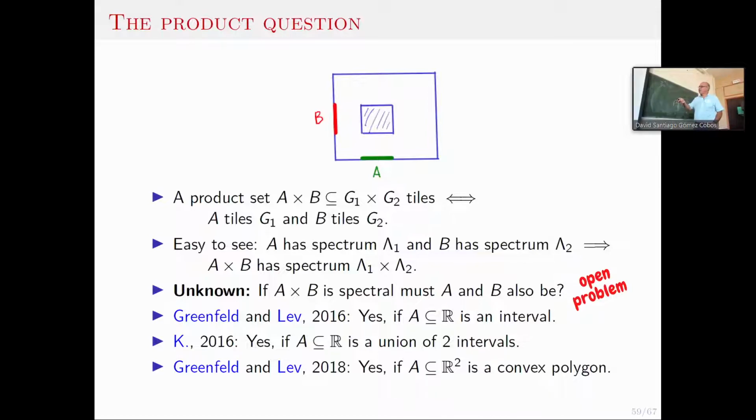Greenfeld and Lev proved that this is indeed true if one of the components is an interval, and then shortly after that, I proved that you can take A to be a union of any two intervals. And then Greenfeld and Lev did something very good here, that they could prove that if this space is R^2 and A is a convex polygon, then yes, it's true that A is spectral and B is spectral. And lately we have a paper with Lev and Matolcsi where we raise this exponent to any n.